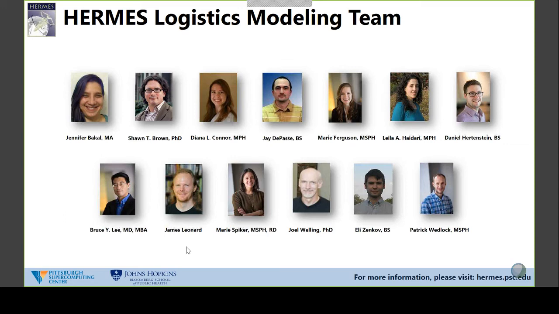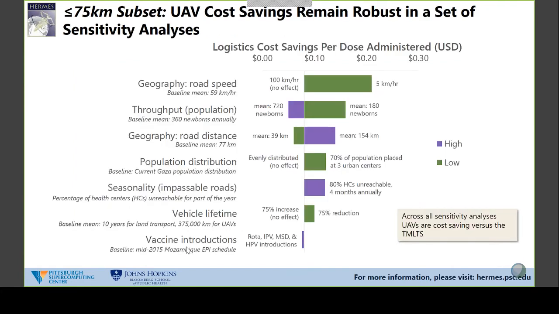Leila, coming back to your tornado diagram, what was the difference between the green and the blue? Oh, right. The colors represented whether that parameter was very high or low. So if road speed was very low, then the UAVs would provide a greater cost savings because the land transport would do worse by comparison.